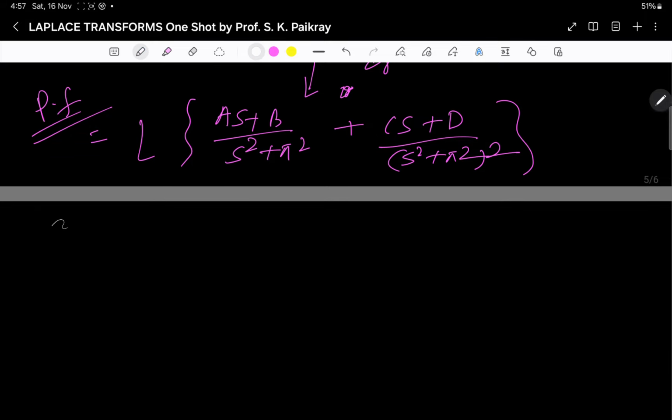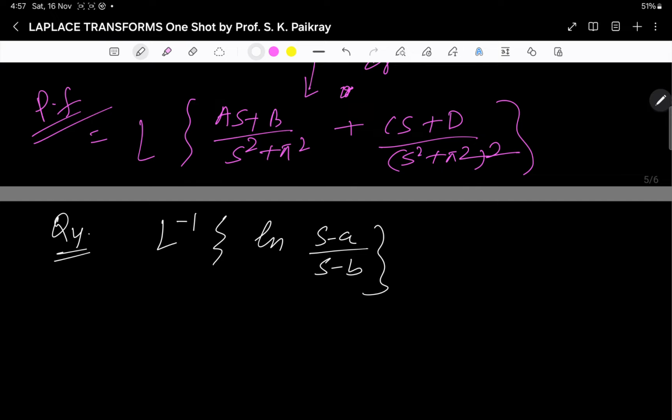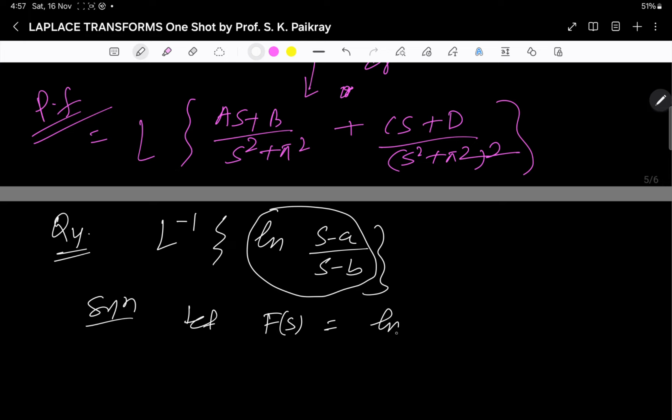Another important example I will say, question number 4. Exactly, I don't remember the number. So anyway, suppose you are asked to find L inverse of ln (s minus a) by (s minus b). So how to overcome it? Okay, so this is my F(s). Solution: let my F(s) be equal to ln (s minus a) by (s minus b). So you know ln (a by b) is ln a minus ln b. So this is ln (s minus a) minus ln (s minus b).